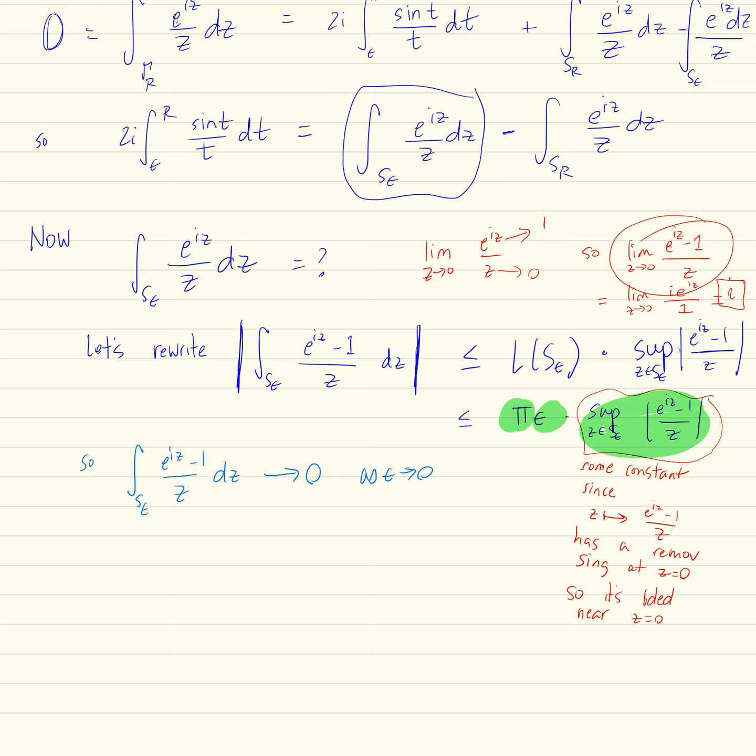Okay, what does that mean for us? Well, we can compute the integral over S epsilon of e to the iz over z dz. It's going to go to the integral over S epsilon of 1 over z dz as epsilon goes to 0. And did you see how I did that? What did I do? I said the integral over S epsilon of e to the iz minus 1 over z dz is equal to the integral over S epsilon of e to the iz over z dz minus the integral over S epsilon of 1 over z dz. This I can compute.